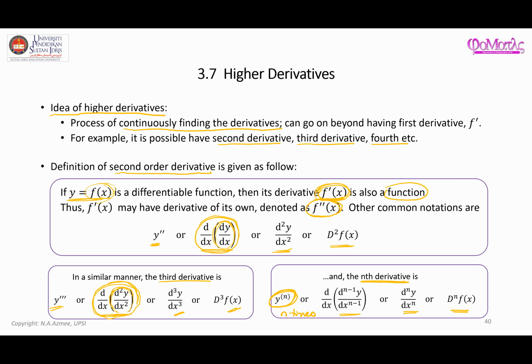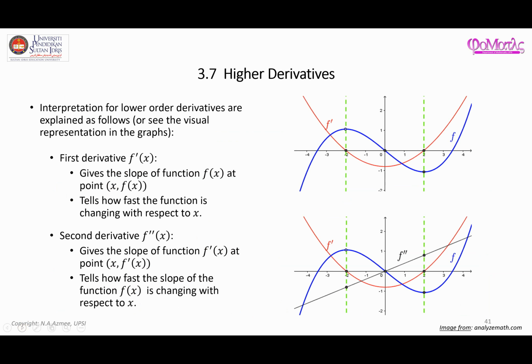Now let's look at some visual interpretation for lower order derivatives. Lower order derivatives means the first derivative and second derivative. Higher order could be the fifth or sixth or 10th derivative, for example. So let's look at the interpretation of this.